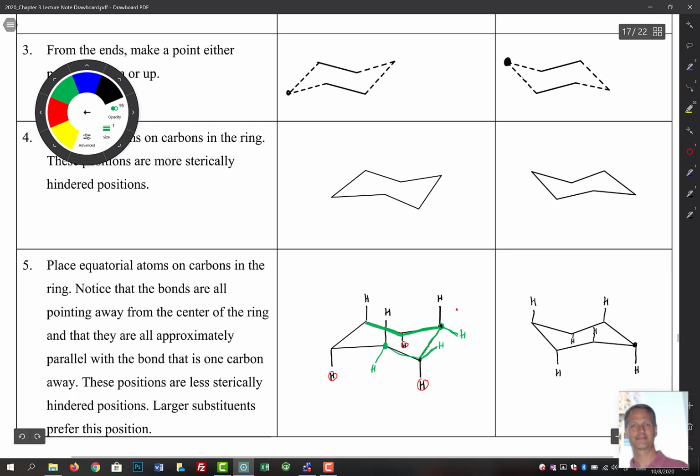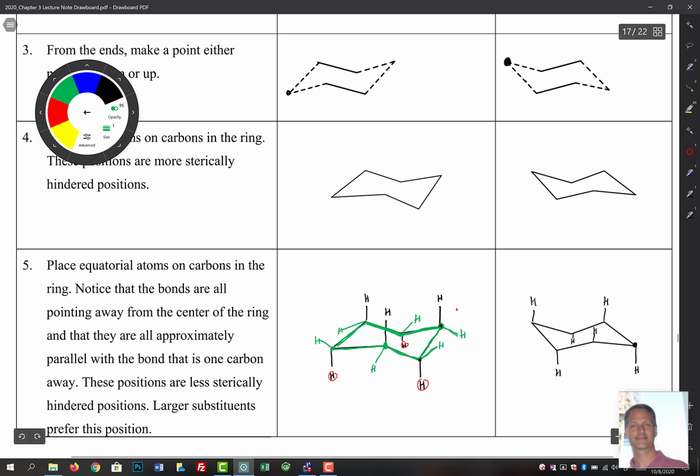Now we're coming around right here to that position. That's going to put an H right there for us. And then here we're coming down basically parallel with that. And this last position right here, we're going this direction, right? Which means our H should be pointed out just like that. So that's going to be a really good chair drawing. Okay, so nice equatorial and axial positions there.